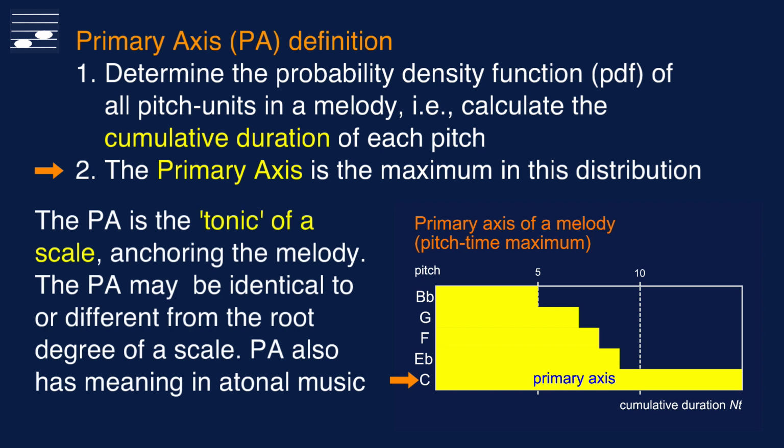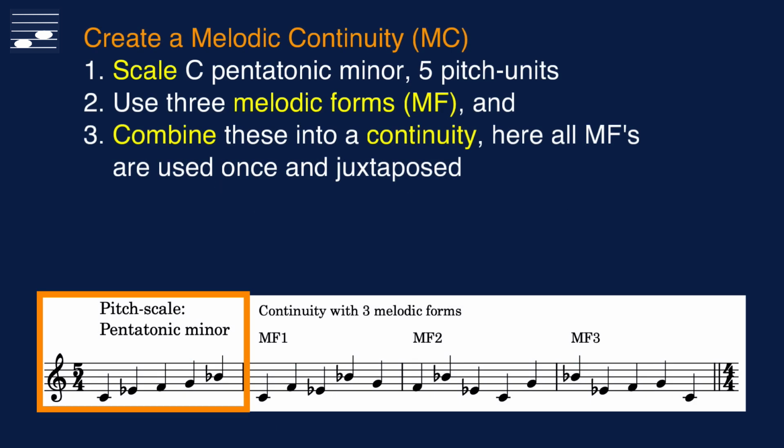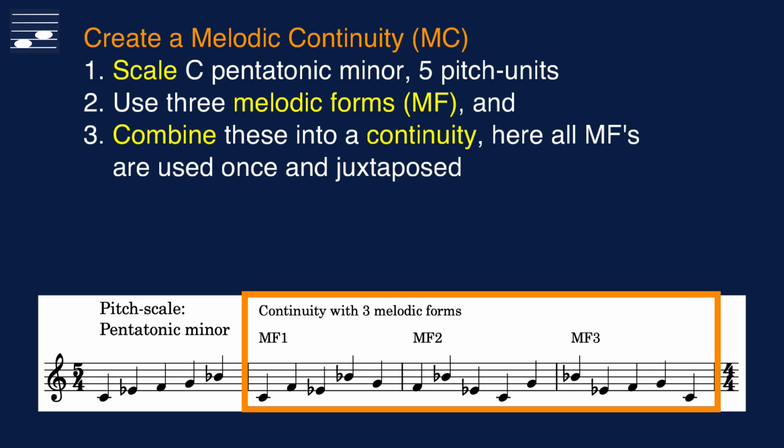It acts as a sort of tonic, an anchoring point for the scale. Note that the primary axis may be equal to or different from the root degree. I'll show you a first example in detail. It is based on a minor pentatonic scale on root C. The melodic continuity uses 3 melodic forms, each an ordered set of all pitch units in the scale. Each melodic form is used only once in this example, but you may compose any combination and include multiple occurrences.